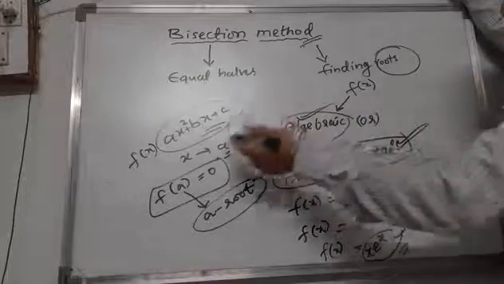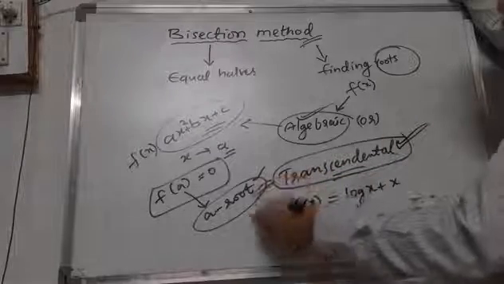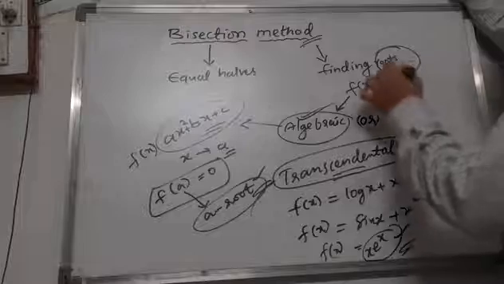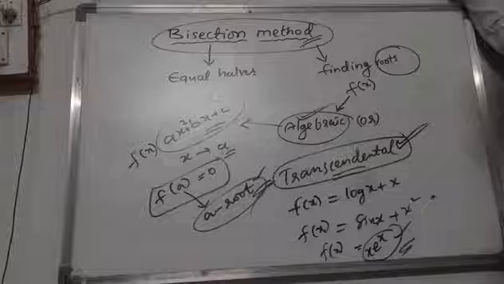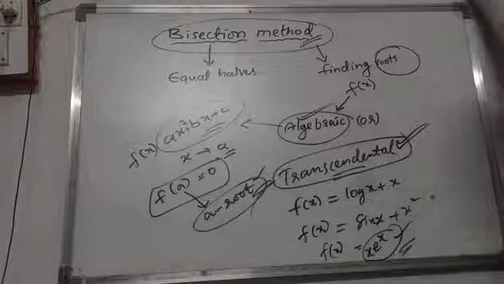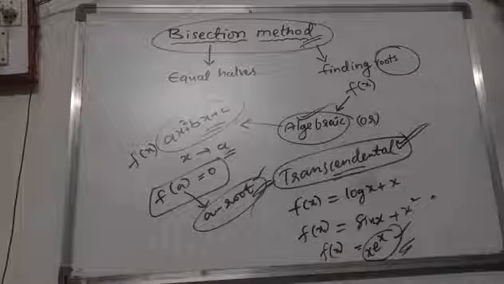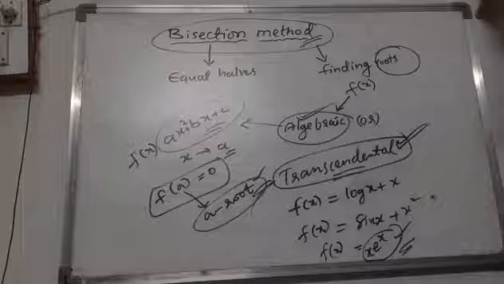So we are going to find the roots of the transcendental equations and algebraic equations. And the method we are using here is the bisection method. There are a few other names for the bisection method. We can call it the interval halving method, the binary search method, and the dichotomy method.